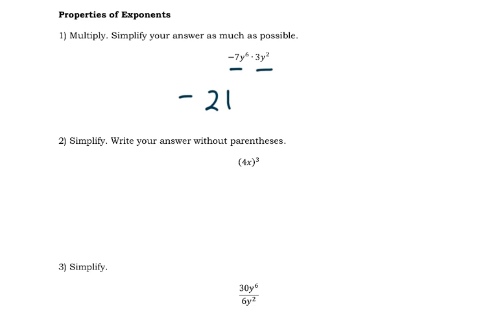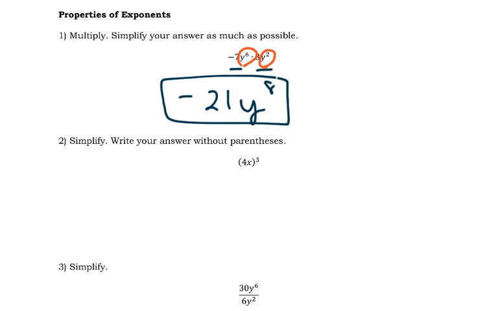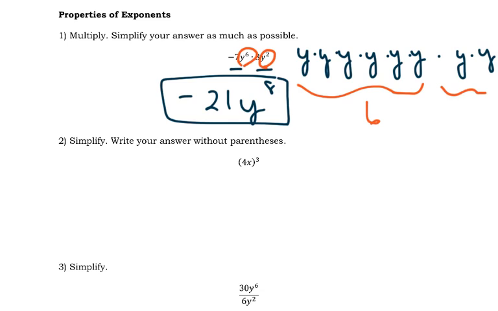negative 21. Now I see the y to the 6 and y squared. So those variables have exponents, and like I said, when you're multiplying, you add those exponents. So this becomes y, keep that variable, and 6 plus 2 gives me 8. If you're not understanding why that works, y to the 6 means that you have 6 y's, and when I multiply by 2 more y's, notice I have 6 here, I have 2 here, so there's a total of 8 y's. So that's why it becomes y to the 8th.